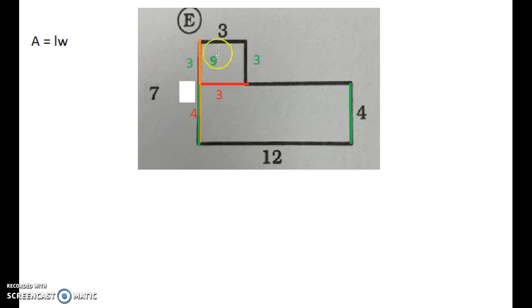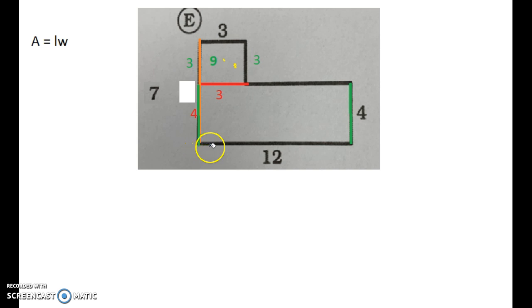For this whole side right here, which is shaded in now. Let me see if I can shade this thing in. Oh, it didn't work. I was going to try to color it, guys, but it's not working for me. So the area of this little box is 9. Well, then how do I figure out this one?